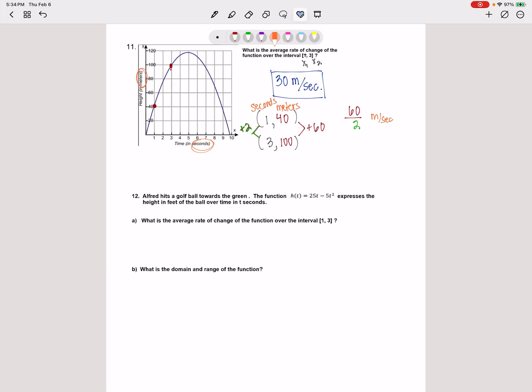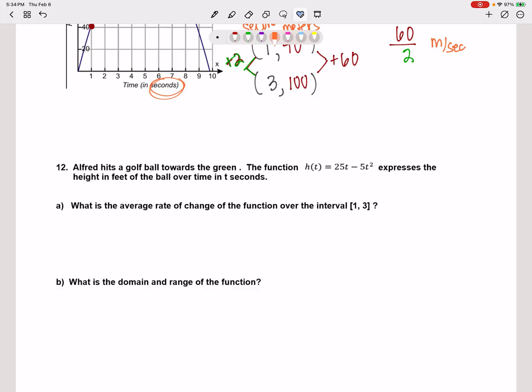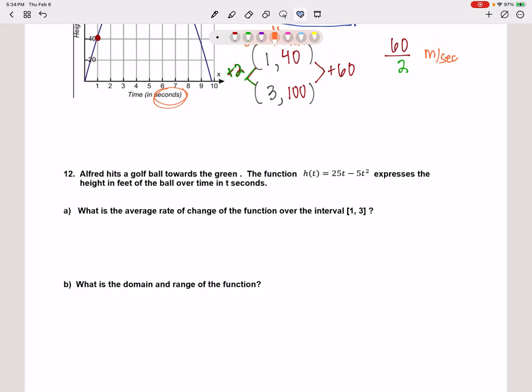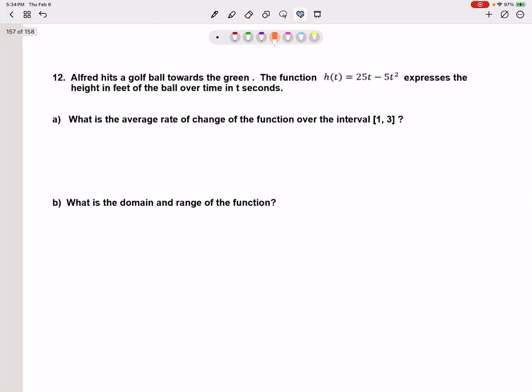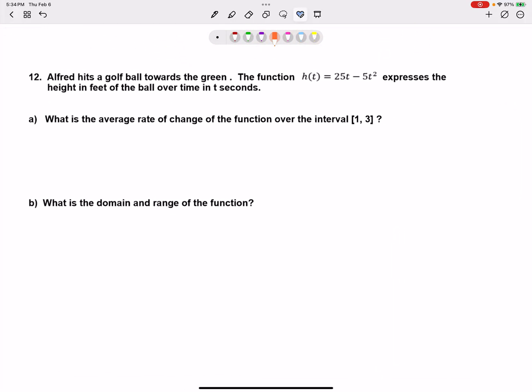Okay, our last video is going to address Alfred hitting a golf ball towards the green. There's an equation for us. What's the average rate of change, and what's the domain and range of the function? So you can go ahead and give that a try. And in the next video, I'm going to provide the answer for you. But if you are comfortable working a little bit ahead and trying some of these on your own, then we're making some really good progress with our word problems.